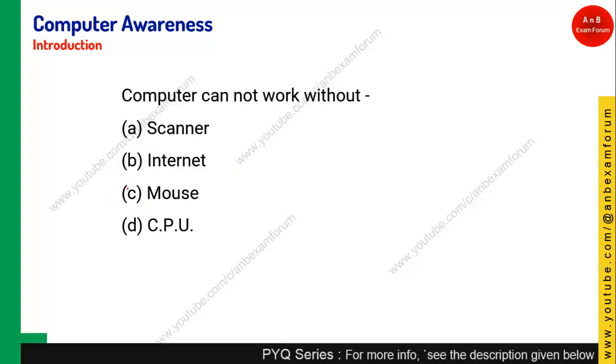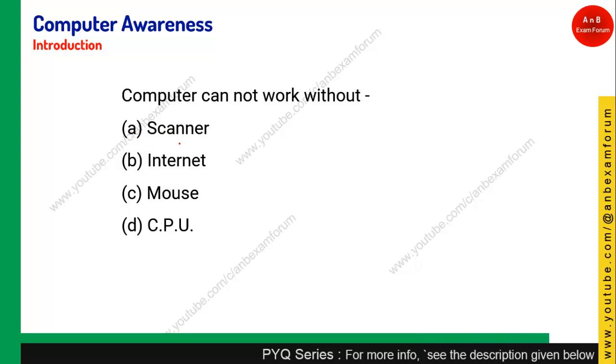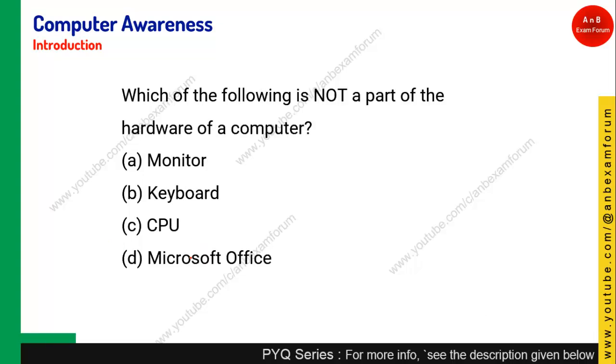Let's see the next question. Computer cannot work without what? This is a very nuanced question basically. Computer cannot work without CPU. CPU, as you know, is the brain of the computer system. If the brain is not there, how will the computer work? Those who have given option D, a very good one. Let's see the next question.